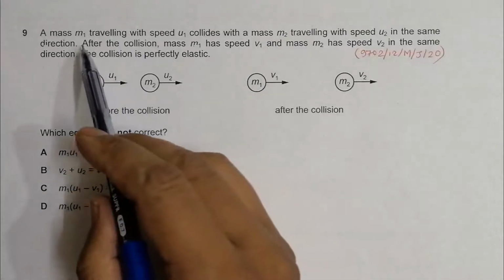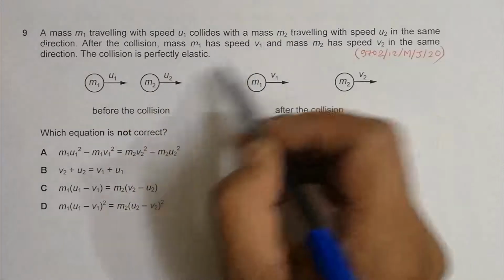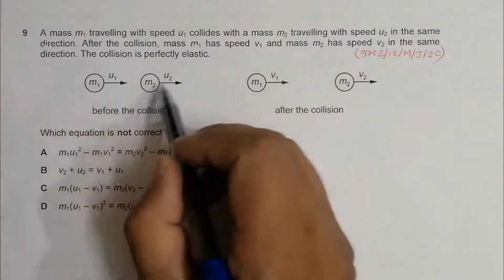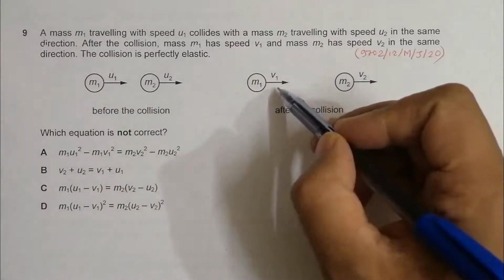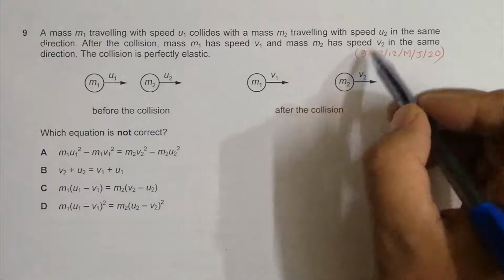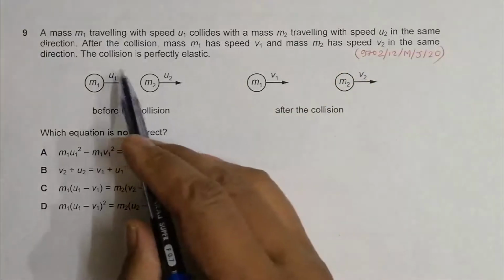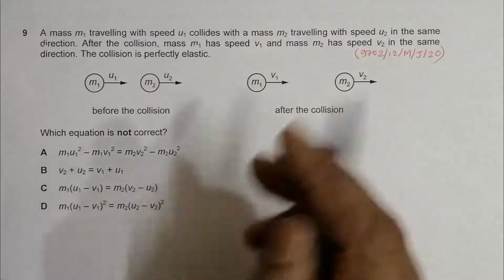It says a mass m1 traveling with the speed u1 collides with a mass m2 traveling with the speed u2 in the same direction. After the collision, mass m1 has a speed v1 and mass m2 has speed v2 in the same direction. The very simplistic example. The collision is perfectly elastic. So which equation is not correct?